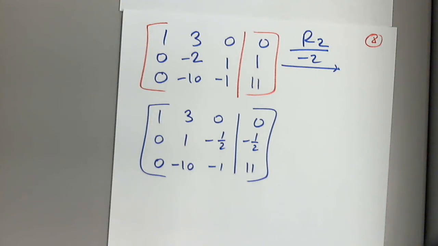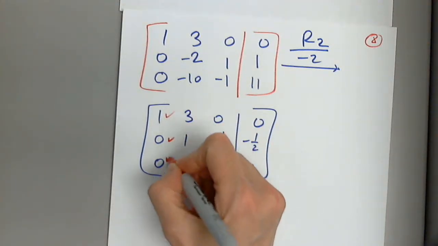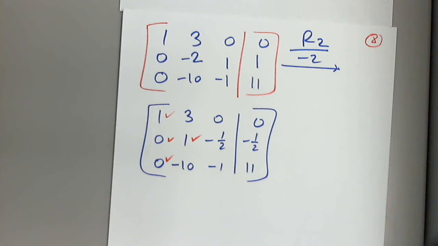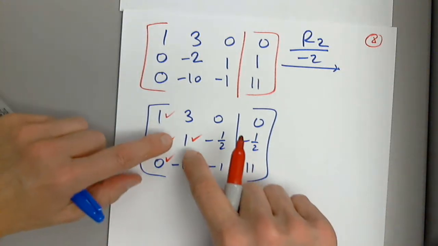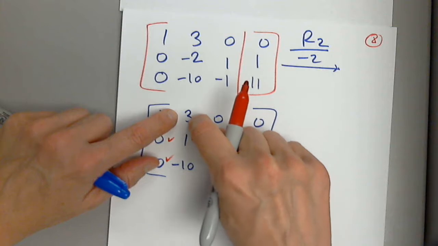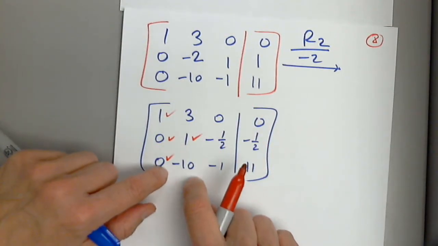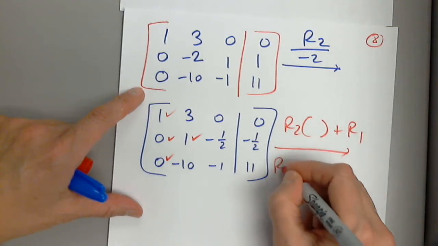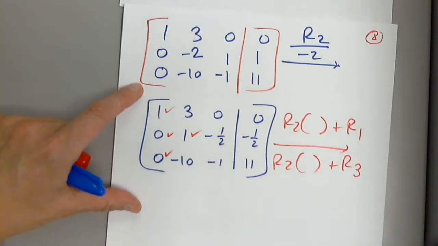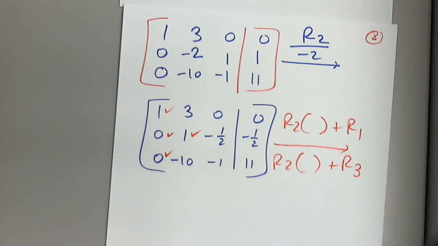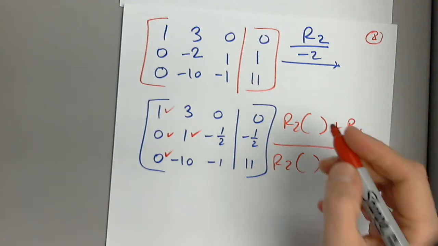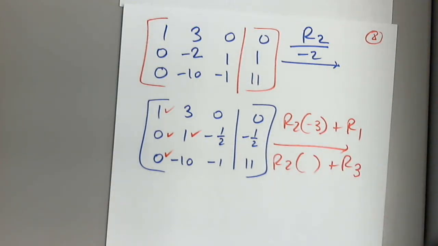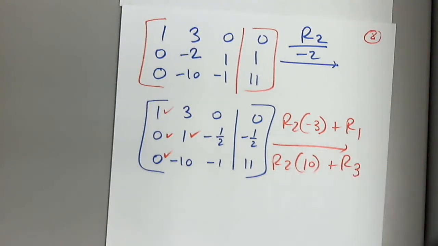What did we accomplish? This is what I have so far. I have to use row 2 to eliminate the 3 and use row 2 to eliminate the negative 10. So row 2 multiplied plus row 1 and row 2 multiplied plus row 3. What do I multiply row 2 by to eliminate the 3? Negative 3. Perfect. What do I multiply row 1 by to eliminate the negative 10? Very good.